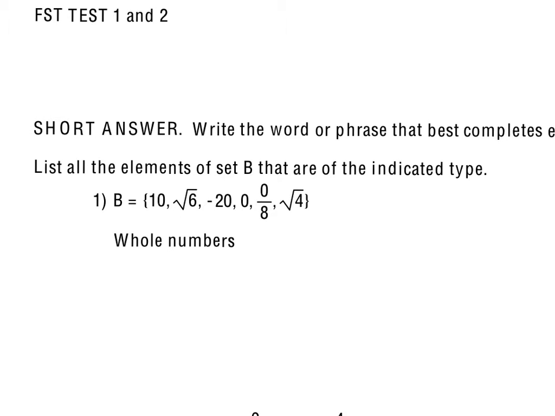I'm just going to circle these. So 10 is a whole number, square root of 6 is not. Negative 20, remember whole numbers do not include negatives. They do include 0. And 0 over 8 simplifies to be 0, so we would include that in our set of whole numbers. And the square root of 4 simplifies to be 2. So that's what we'd be looking at for the numbers that are whole numbers from that set.